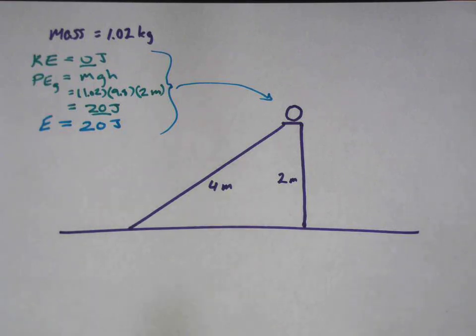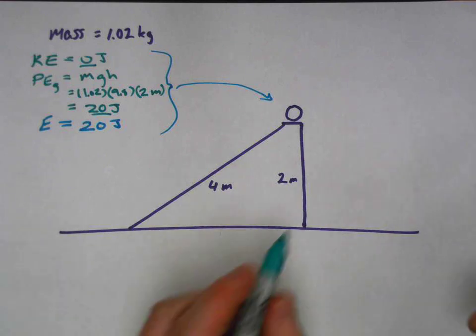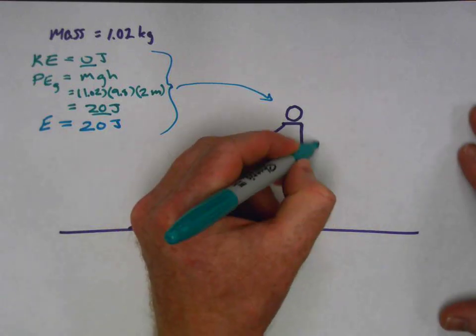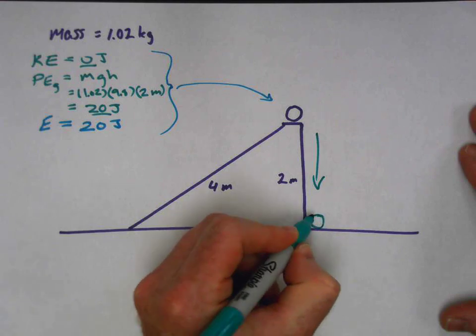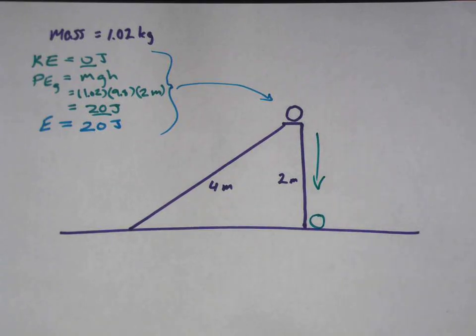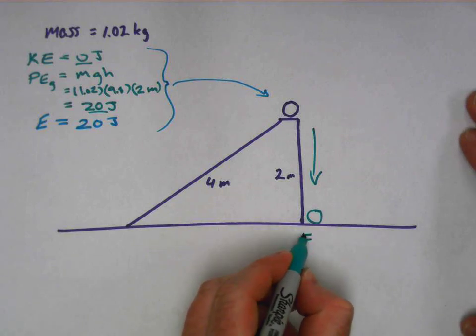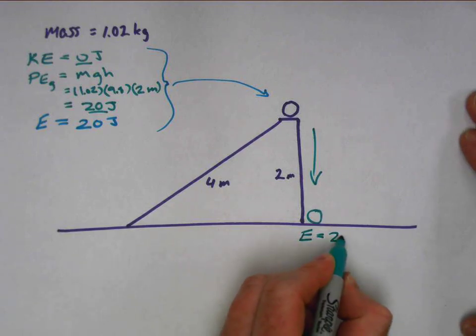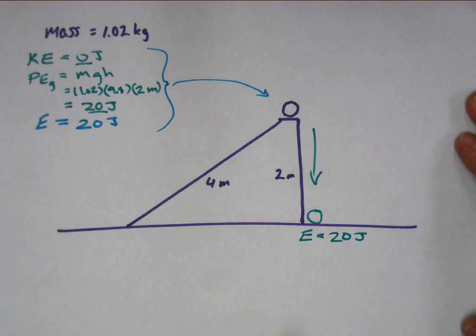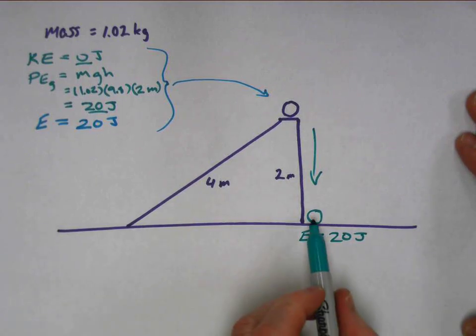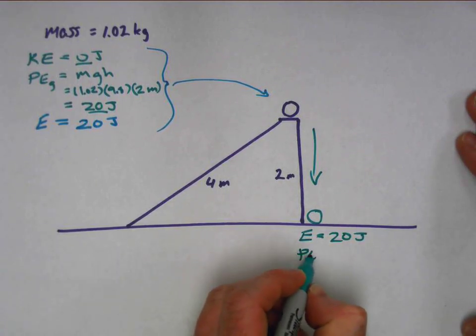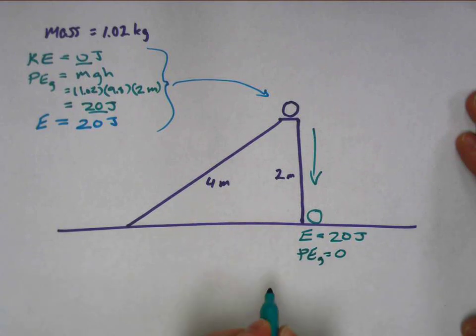Now, let's say it falls and ends up going this way, ends up down there? Well, what's going on? We know the mechanical energy remains unchanged, so the energy is still 20 joules. All right. How much potential energy does it have here? 0. So gravitational potential energy is now 0.